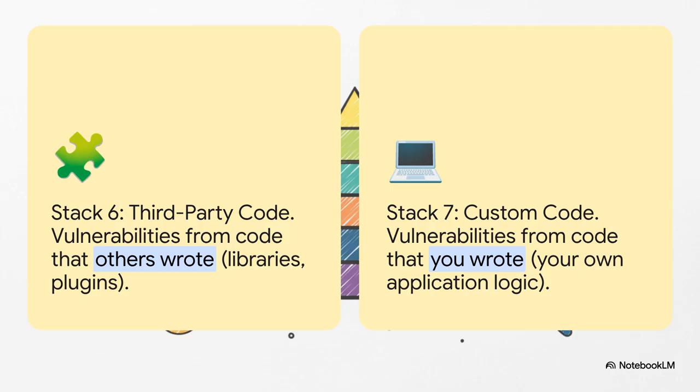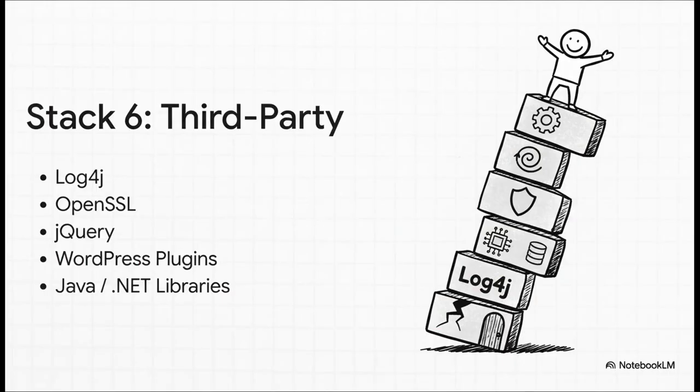Stack 6 covers vulnerabilities in code that other people wrote, which you then use. Things like libraries, plugins, frameworks. Stack 7, on the other hand, covers vulnerabilities in the code that you wrote, the unique logic of your own application.